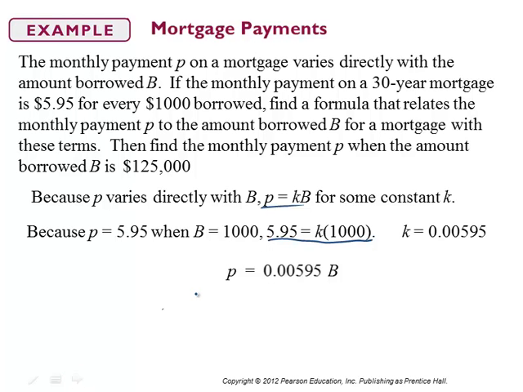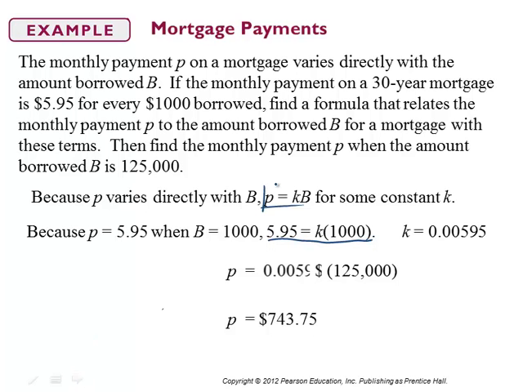And then we can answer the final statement in the form of a question. Find the monthly payment P when the amount borrowed is $125,000. So we will replace B by 125,000 and take 0.00595 times 125,000, and you'll get P is equal to $743.75. Okay, so there's an example of a direct variation type of problem.